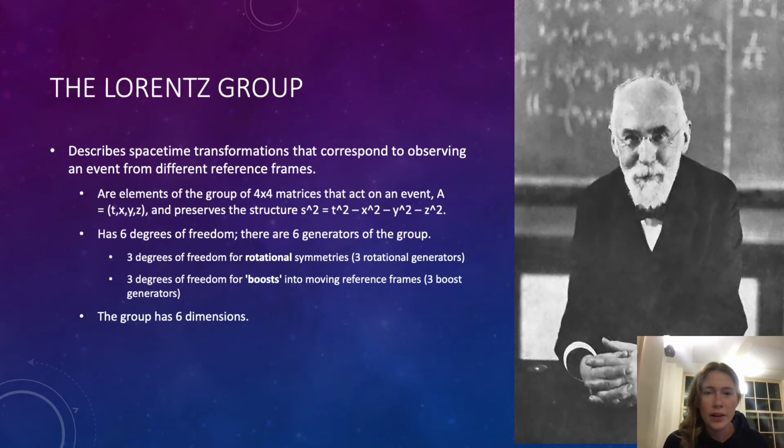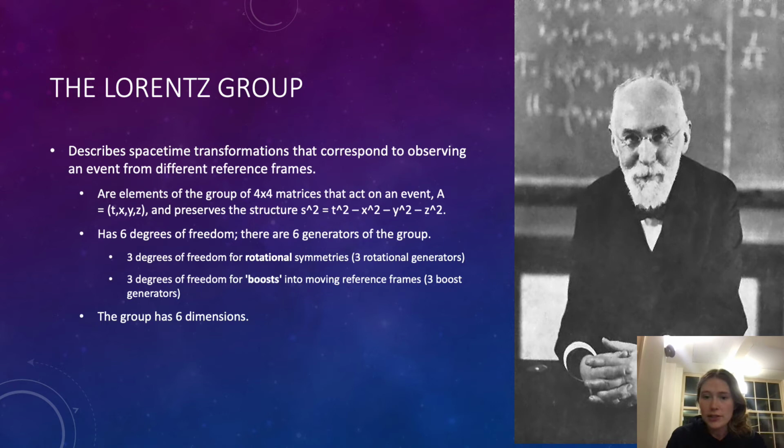So now we're going to dive into the Lorentz group. The Lorentz group is the group of space-time transformations that correspond to observing an event from different reference frames. And again, this is preserving our space-time interval, which we see here. The elements of this group are 4x4 matrices that are acting on our event, which is a 4-vector, because in our reality we have 3 dimensions of space and 1 of time.